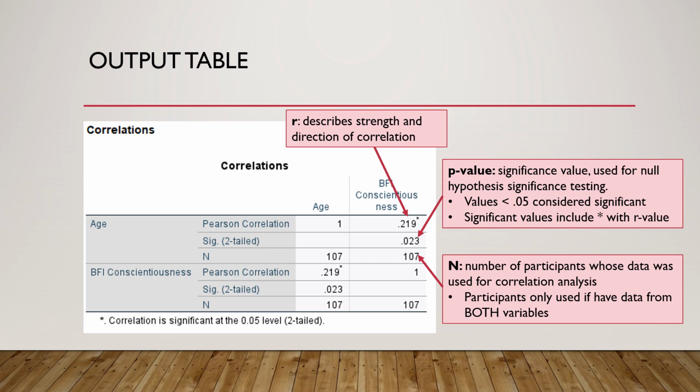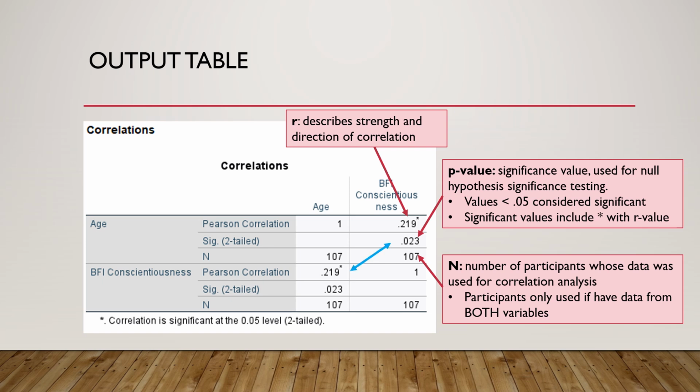If there's a participant who filled out one of the variables, maybe indicated their age, but didn't answer the conscientiousness variable, they would not be included in your sample, or sorry, in this analysis. Same the other way: if they included conscientiousness but not age, well, we can't find a relationship between their values because they didn't give us both values. We can't see changes in variance because they didn't indicate where they were on the variance spectrum.